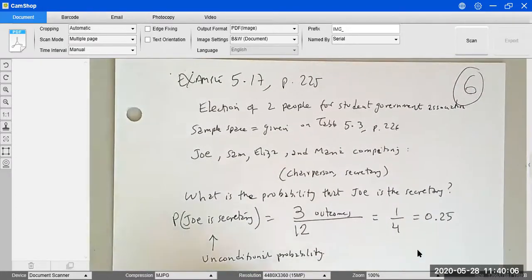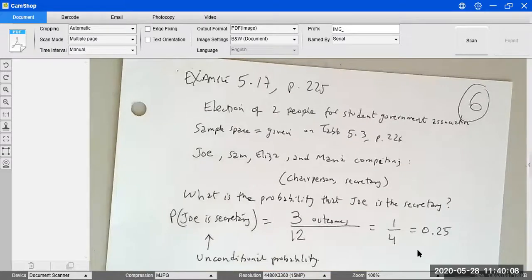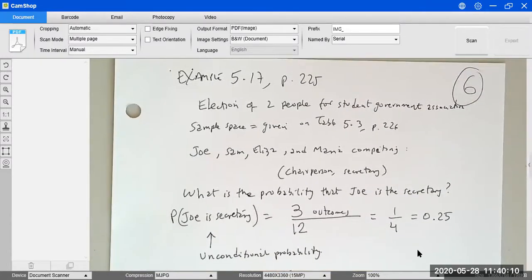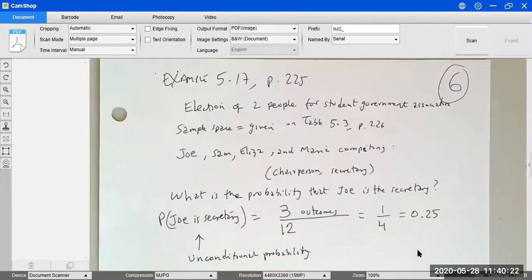And this is an unconditional probability because there is no need to change the sample space. Joe is the secretary, and that's it. There is no other condition. So that's the reason it's an unconditional probability. Now we're going to work on the next example to understand conditional probability.